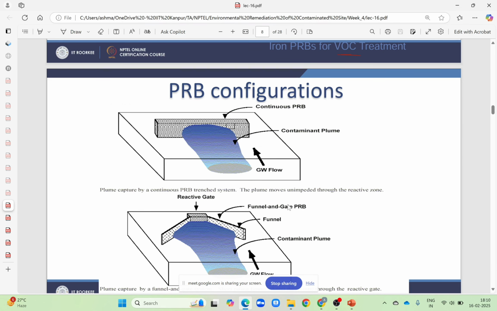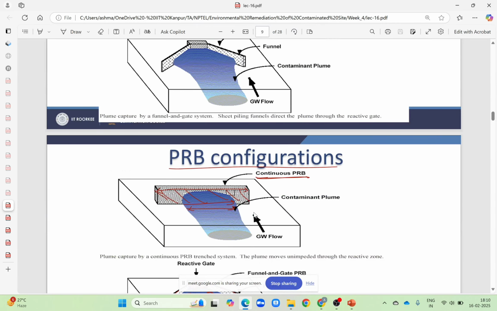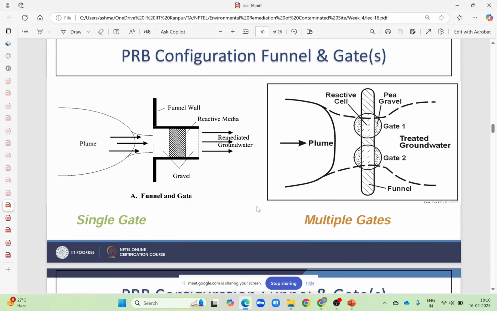So it can be a continuous PRB or it can be a funnel and gate PRB. In the continuous PRB, the reactive layer spans the whole width of the groundwater flow, so that we are not restricting the groundwater flow. But in the funnel and gate PRB, funnels and gates are provided to direct the groundwater flow towards the PRB, and like this, the groundwater is treated. In the funnel and gate PRB, there can be a single gate like here, or there can be multiple gates, like these two gates directing the water to the PRB.